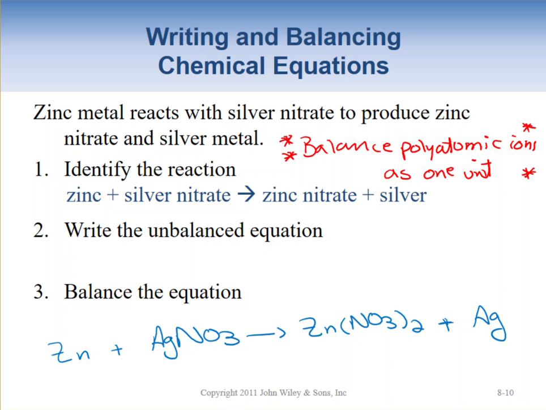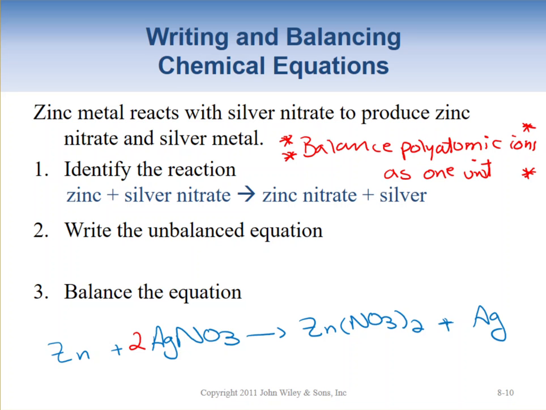So what does that mean? In the reactant side, in silver nitrate, I see 1 nitrate. Now on the product side, from zinc nitrate, you see 2 nitrates. So to balance the number of nitrate units, I give a coefficient of 2 to silver nitrate.